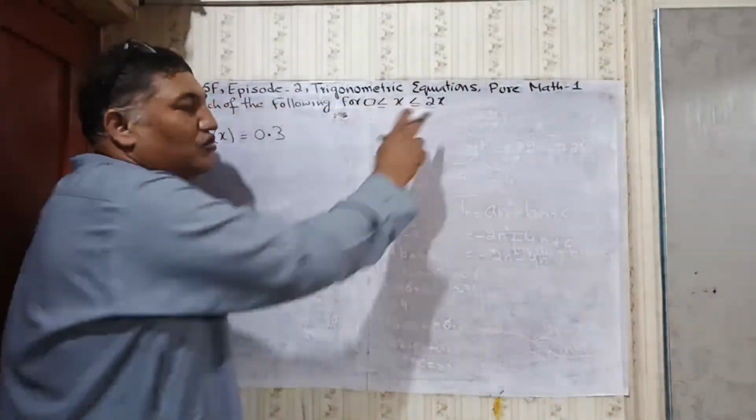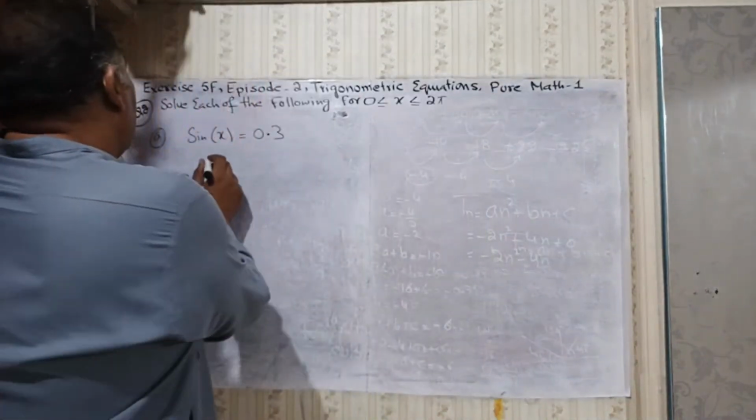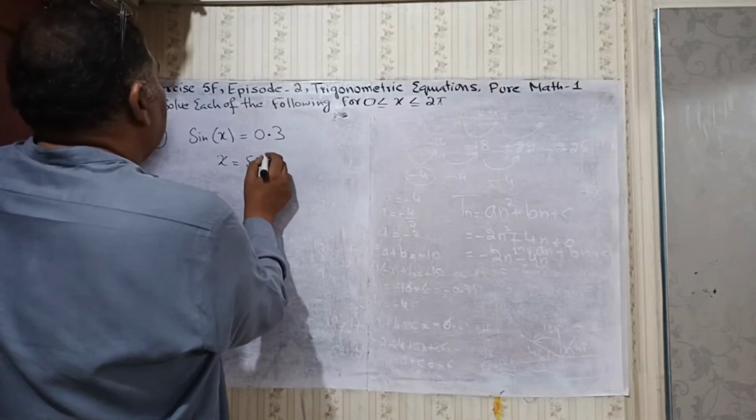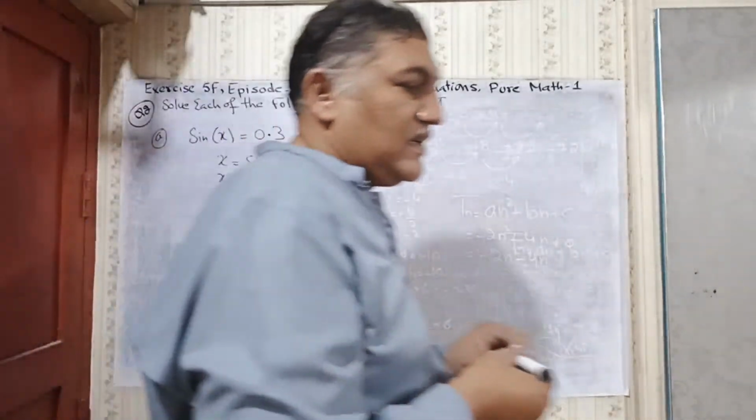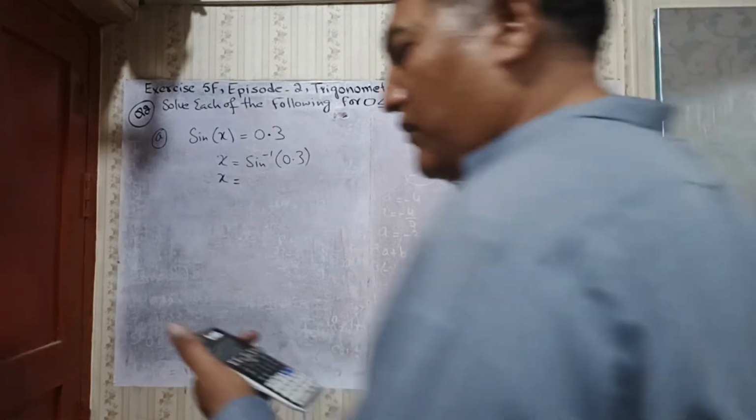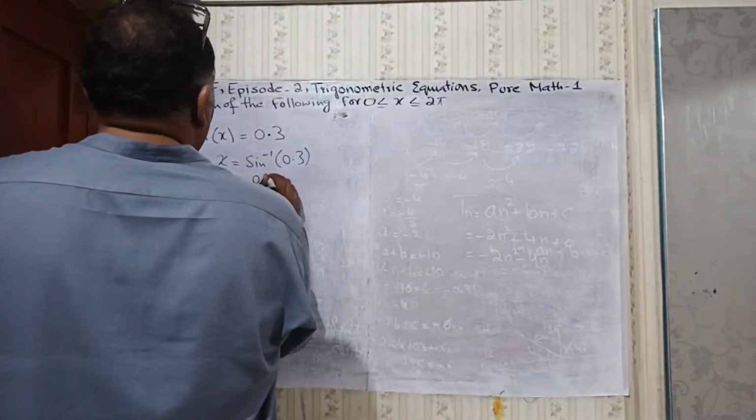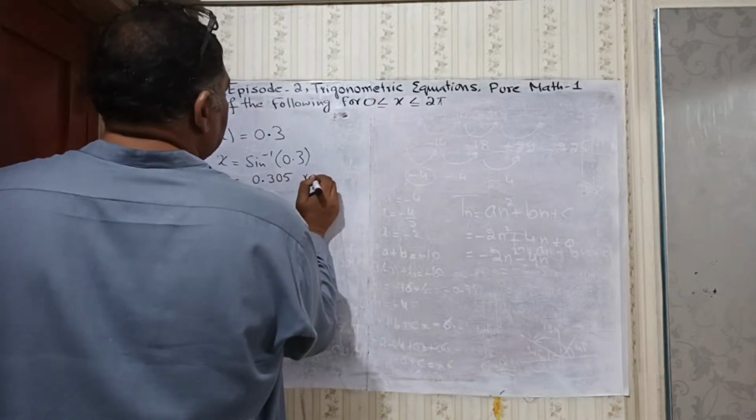The angle is from 0 to 2 pi, so x is between 0 and 2 pi. So x will be equal to the sine inverse of 0.3. Let me see what the sine inverse of 0.3 is. Your calculator must be set in radians. So shift sine 0.3, and the answer is 0.305. This is given in radians.